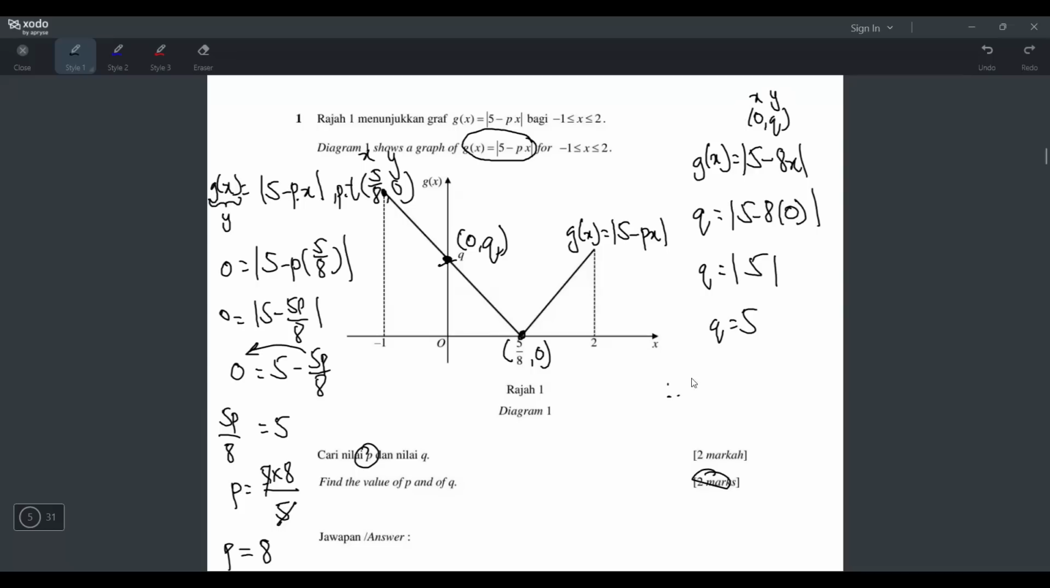So this is your q answer, and this is your p answer. So p equals 8, q equals 5. Okay, that's all. Done.